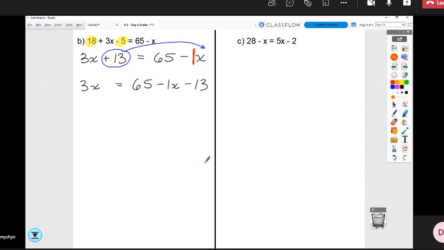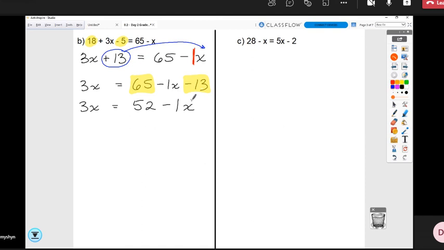It changes its operation. So we can tidy that up a little bit because we know 65 minus 13 would be, I'm going to mess up my mental math here, 52? Yeah, okay. So 52 minus 1x, or maybe you wrote negative 1x plus 52. Either way.